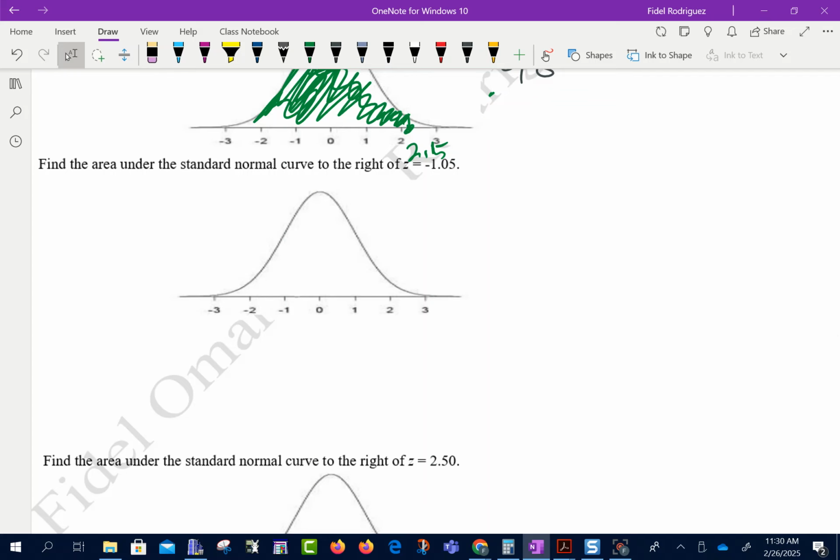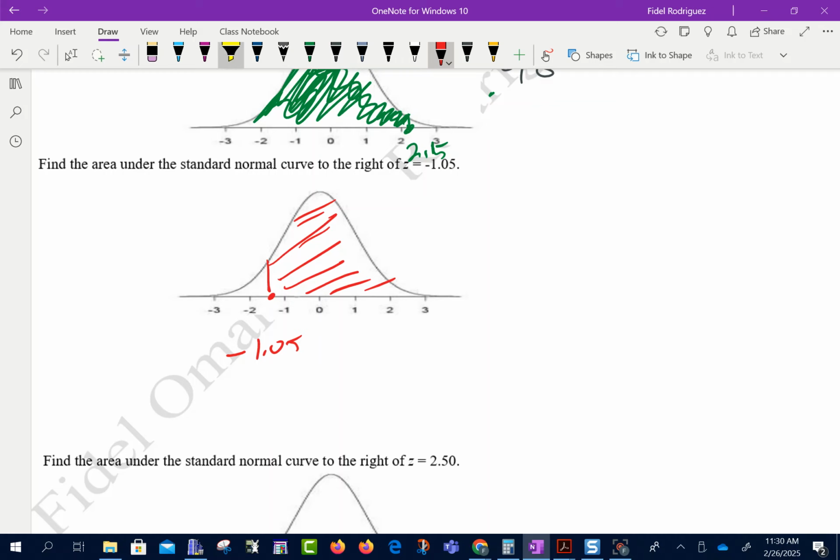Okay, now let's take a look at the next one, y'all. We're going to find the area to the right of -1.05. So here we go. -1.05. But y'all, we're looking for the area to the right. Okay, I'm going to show you 2 ways to do this again. I'm going to show you one way to do it on the table, and then one using the calculator.